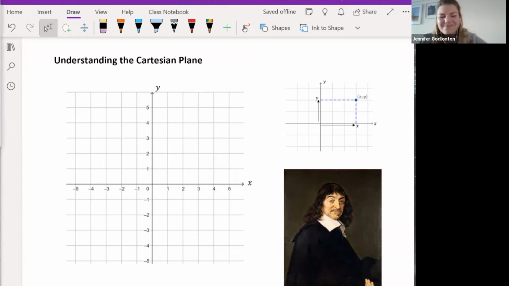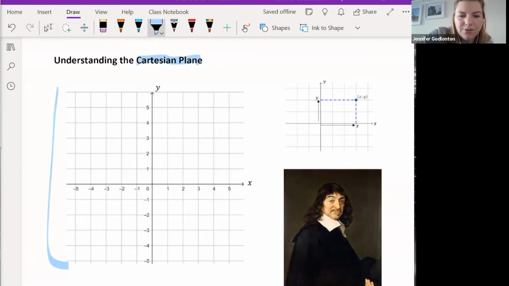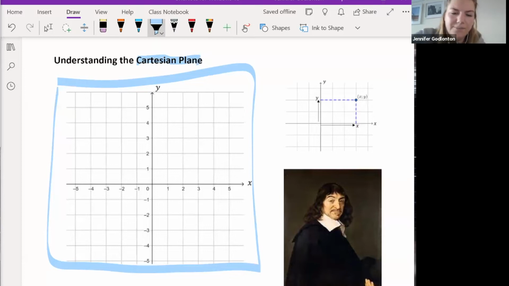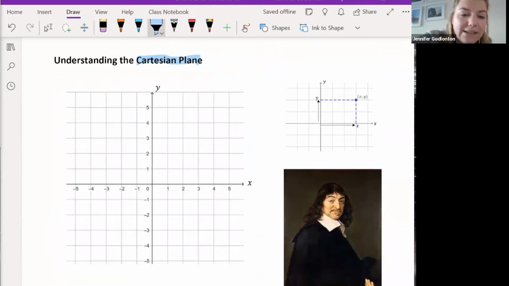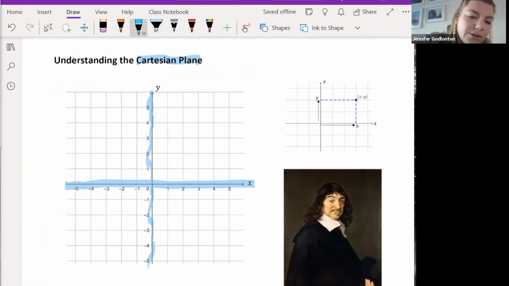Yep, I am. Okay, so before we jump into the straight line graph, we actually have to understand the Cartesian plane. The Cartesian plane is a very fancy word for what you're seeing over here. Okay, so the Cartesian plane has two really important axes. It's got an x-axis and a y-axis. So that's the x-axis, and this is the y-axis.